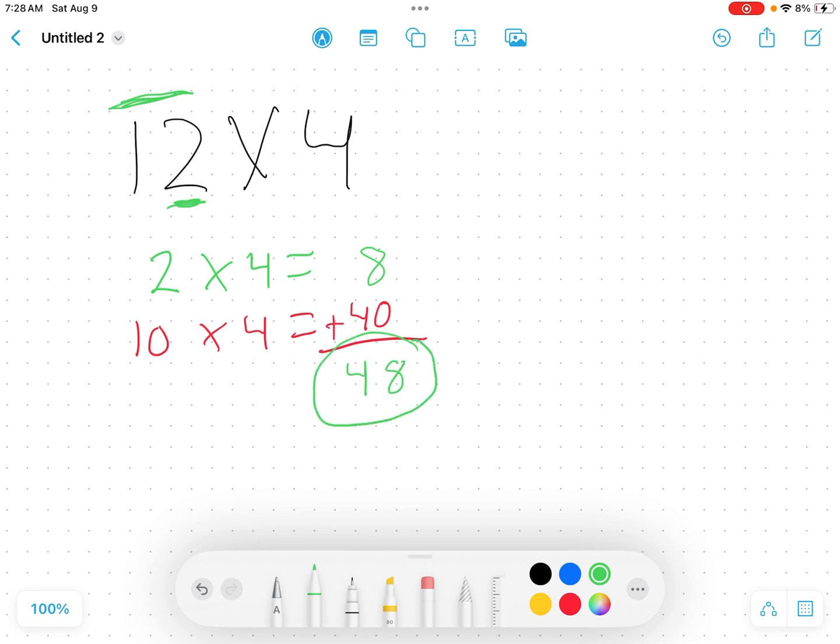It comes to 48. So now remember, if you weren't here for the lesson or you need to go back through for a reminder, you can always go back through this video. All right, let's move on to the lesson.